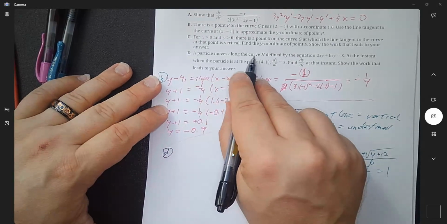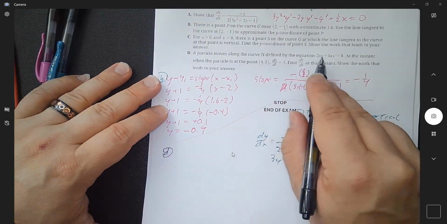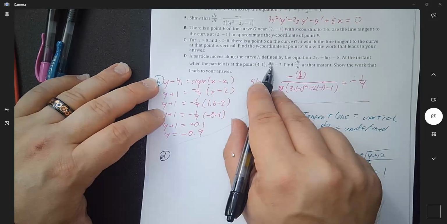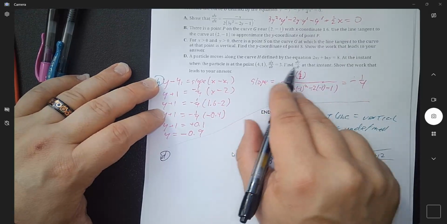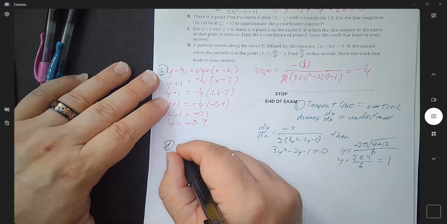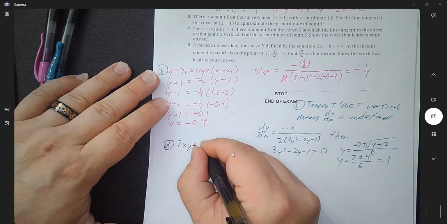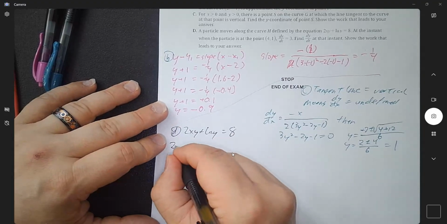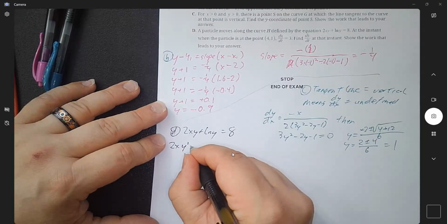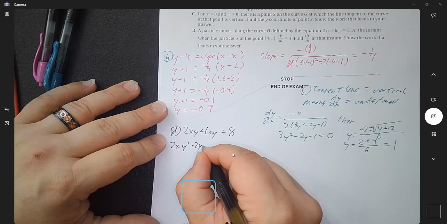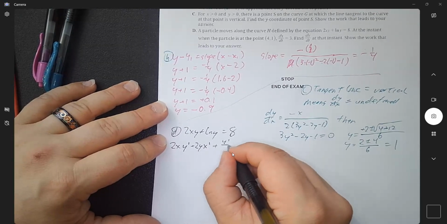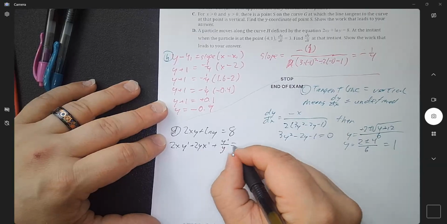A particle moves along the curve h defined by this equation. At the instant when the particle is at this point, dx/dt and dy/dt are given. Find dy/dt. So I'm going to say 2xy plus natural log y equals 8. Then I need to do a product rule. So it's going to be 2x times y prime plus 2y times x prime. And then this will be y prime over y, and then this will be 0.